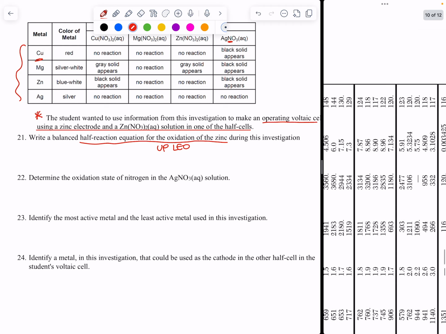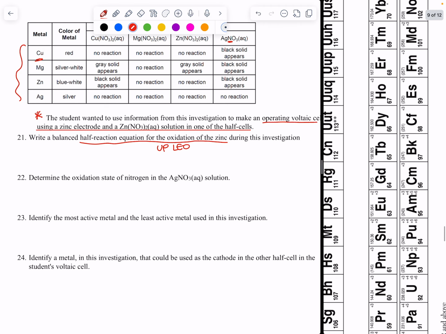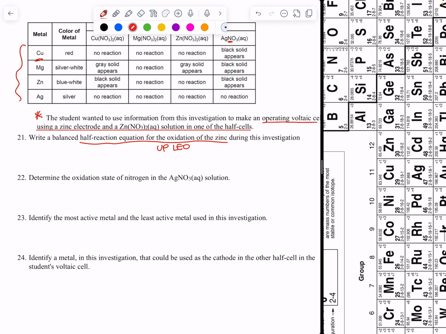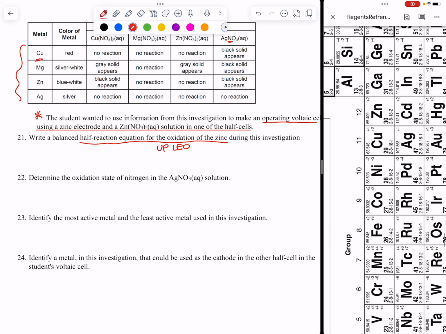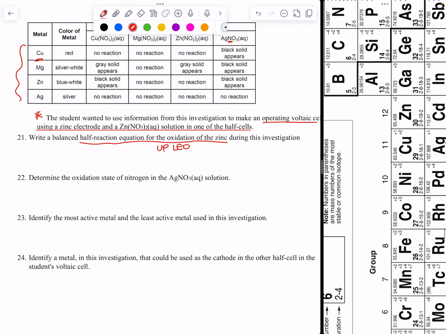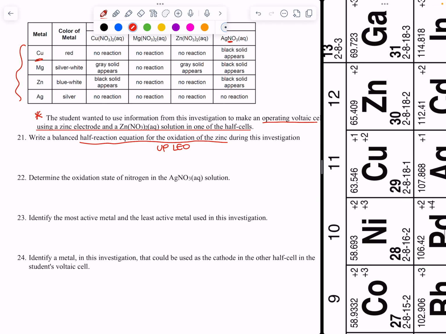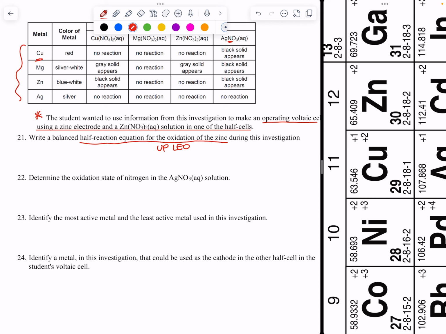I'm going to find zinc. So I can find the charge of zinc, or the charge that zinc normally gets. And I can find it right here, group 12, period 4. Zinc, right here. Notice in its top corner, it has a charge of +2.